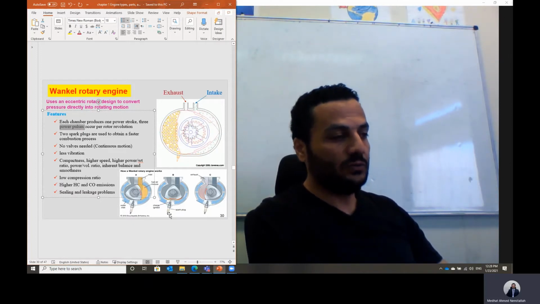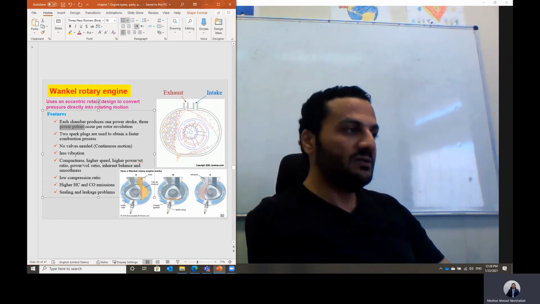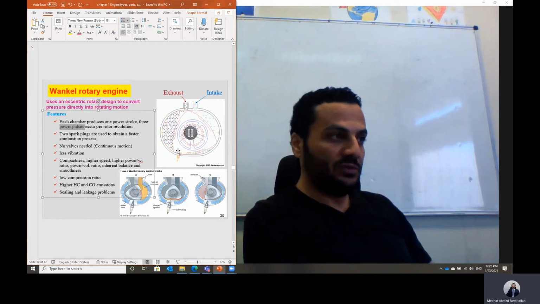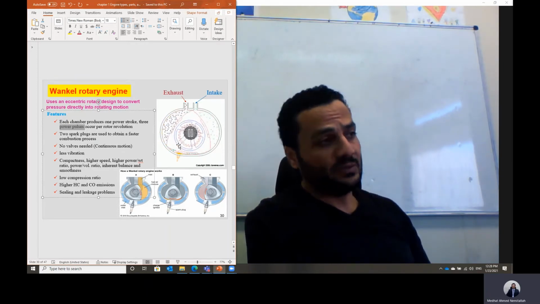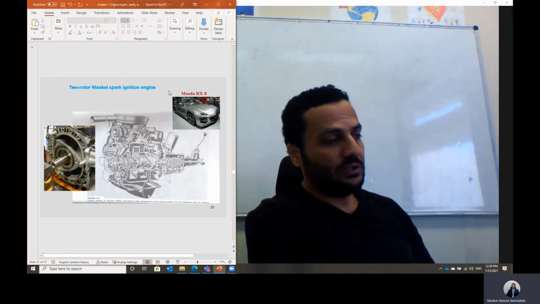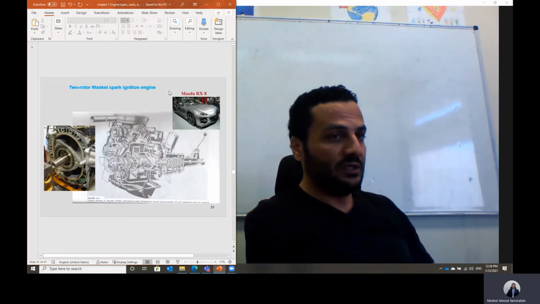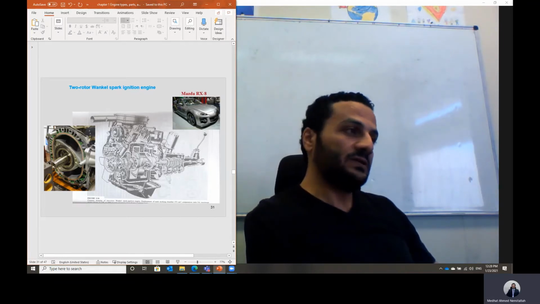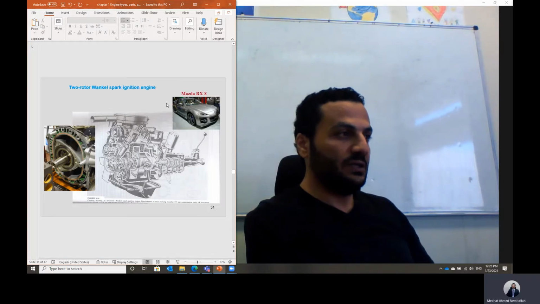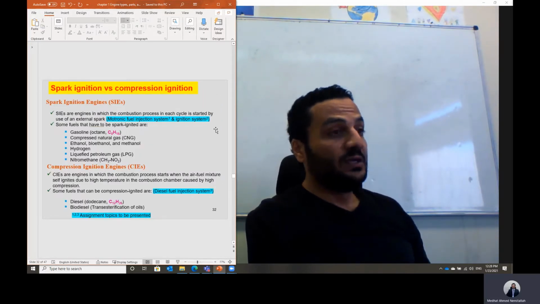Also, we have a cooling water circuit around the system. In some cases, we may use two spark plugs in order to improve the combustion process. But as you can see, there are leakage and sealing problems within the system. That's why it is limited in application. However, it is applied in some engines like the Mazda RX-8. This is a double rotor engine that has been used, but it has very limited application in cars.